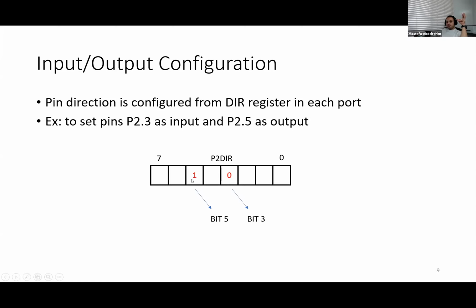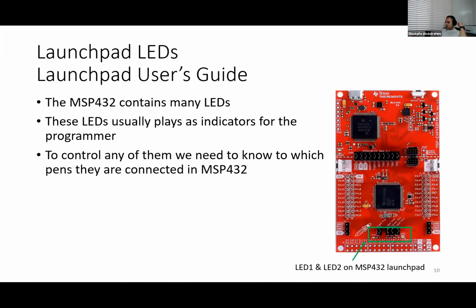This means this pin is an output pin, so the microcontroller will send signals through this pin to the outside. And P2.3, the fourth pin, or pin number 3, here is 0, it's input, so we put here 0. So the microcontroller will receive signals through that pin, for example, from a sensor.